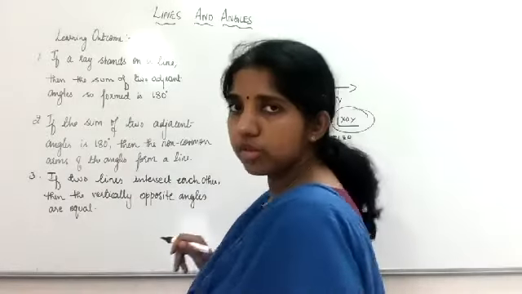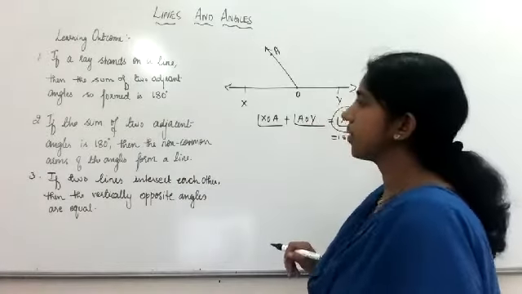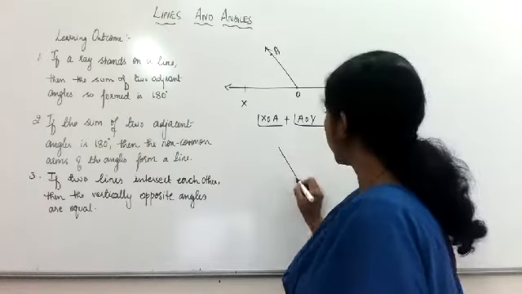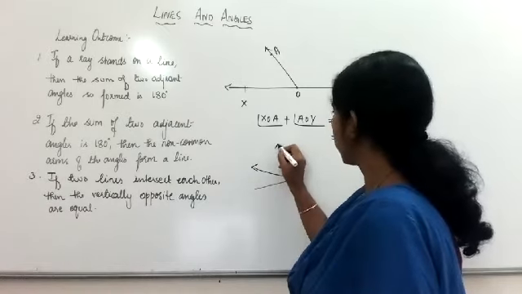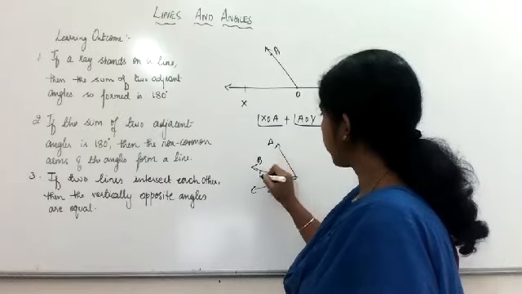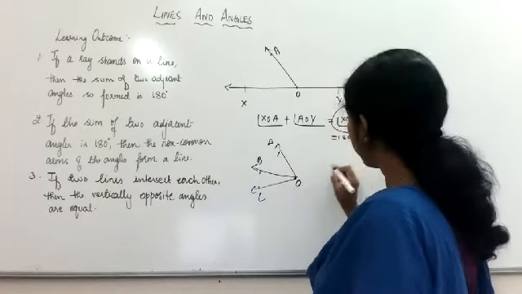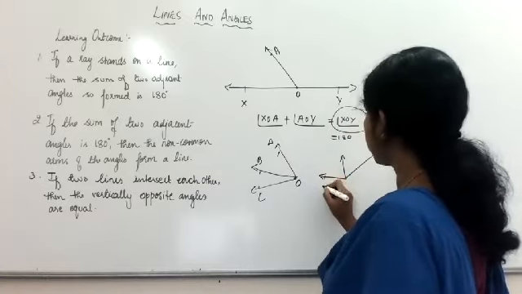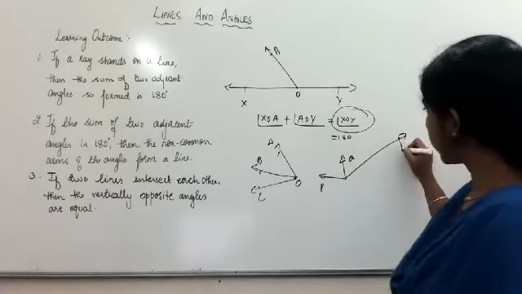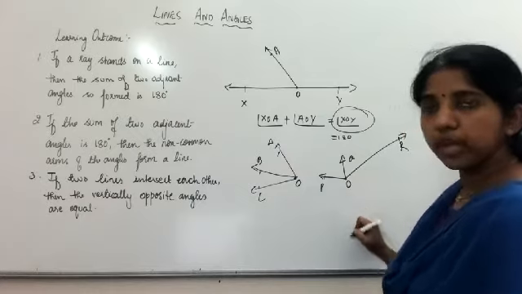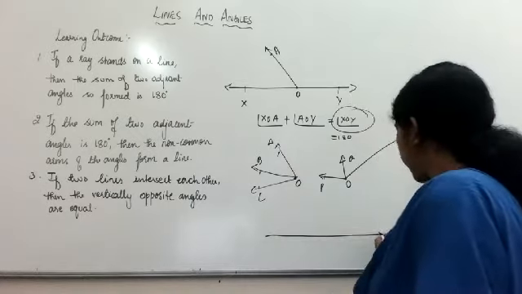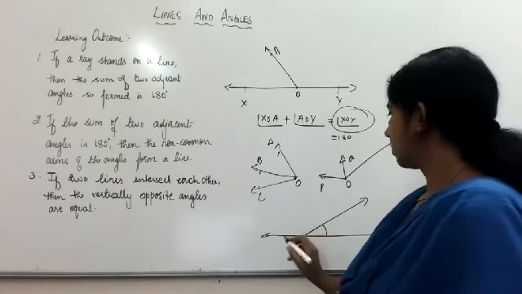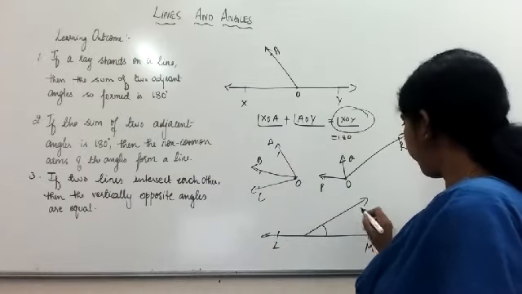Next is the converse of the axiom. What are they saying? If the sum of two adjacent angles is 180 degrees, I will draw two adjacent angles in different ways. One is in this form; let me name it A, B, C and O. One more I will draw like this, P, Q, R, and here O. Next I will draw this way, L, M, N.